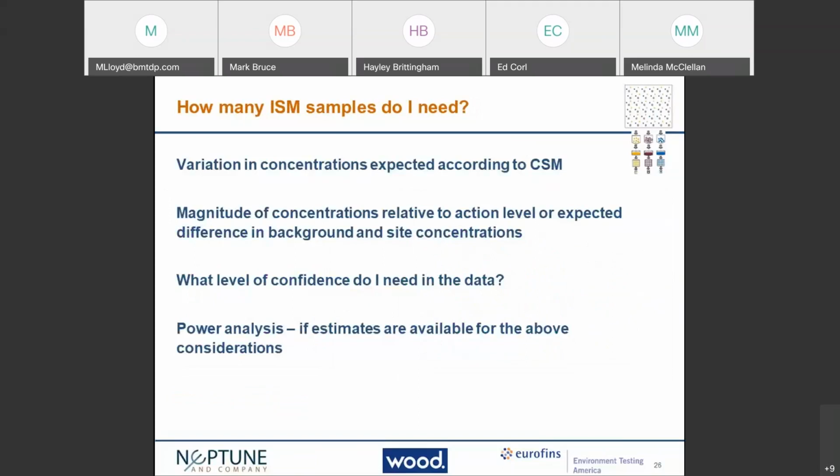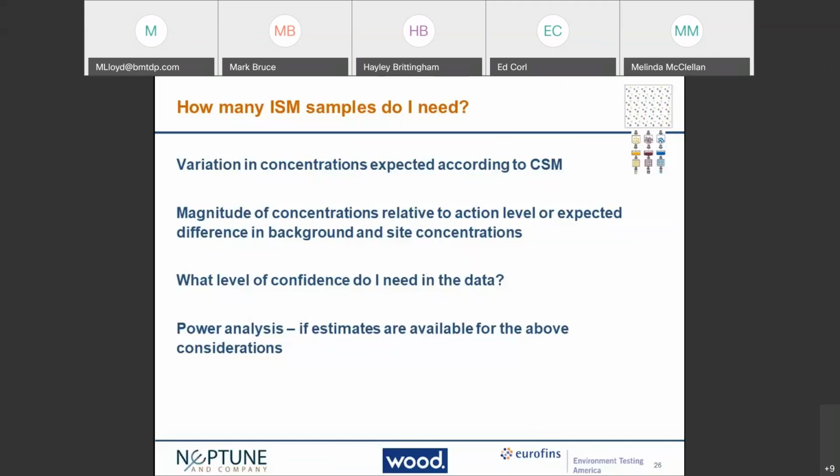The next question is how many ISM samples you need to collect. Now, depending on your project, this question might relate to how many field replicates you need, but it could go beyond that as well. So for example, you might divide your area into many possible sampling units, and you need to determine how many units to actually sample from.